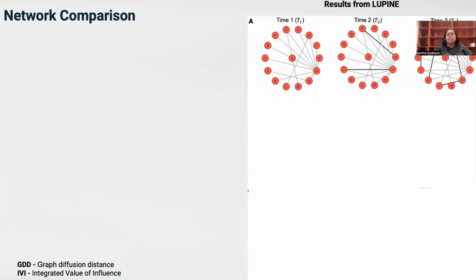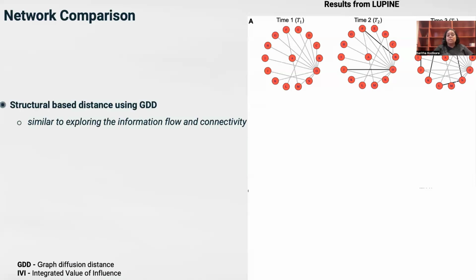So we need several measures to compare them. Now I'm going to explain how I use 2 different measures to compare my inferred networks from LUPINE. The first one is the structure-based distance using GDD. GDD stands for graph diffusion distance. This looks at the similarity based on information flow and connectivity.